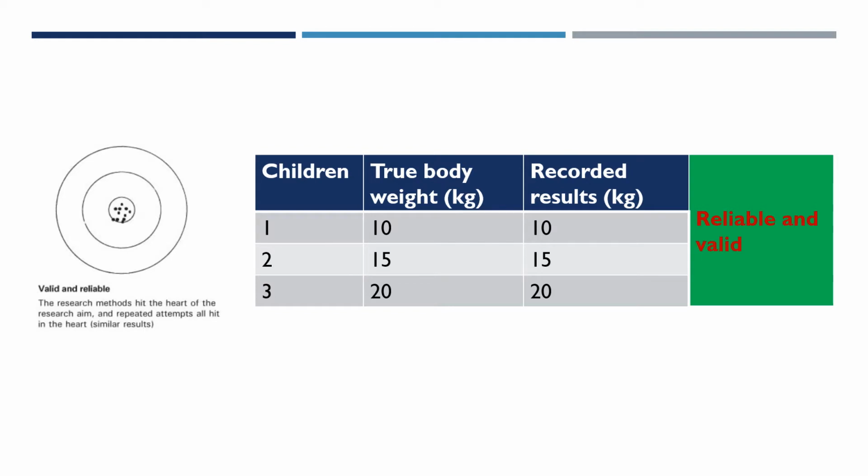Finally, we jump into the case that we should be looking for, the study which is reliable and valid. In this case, we see that the recorded results and the true body weight are 100% the same. And in the figure, we can see that the dots, which are measurements, are concentrating on the innermost circle. This shows the research method hits the heart of the research aim. We measure what we are intending to measure, and the repeated attempts on the same target, the repeated measurements, are the same.